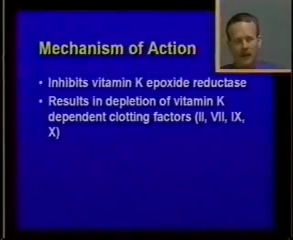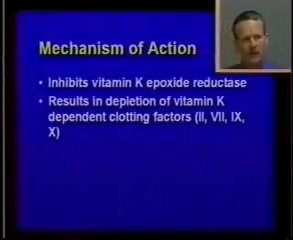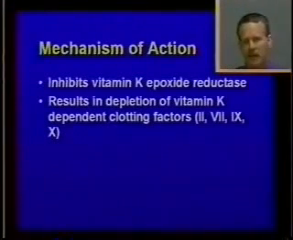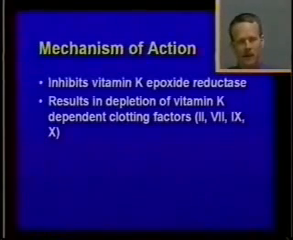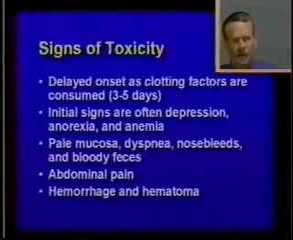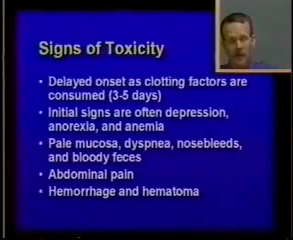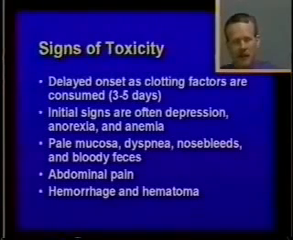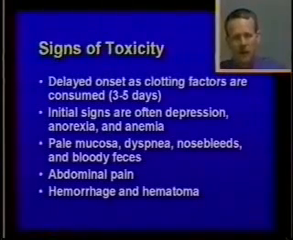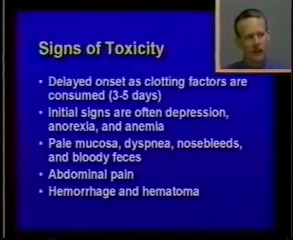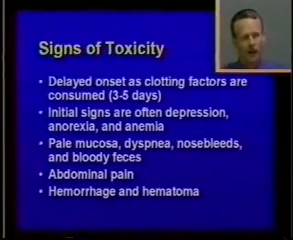If the vitamin K epoxide reductase is inhibited, the end result is a depletion of vitamin K dependent clotting factors 2, 7, 9, and 10. The result of this is that you no longer get effective clotting and you have excessive bleeding in these animals. The symptoms that occur as a result of anticoagulant ingestion are those of excessive bleeding. Often the onset of symptoms is delayed for several days as the body consumes the clotting factors that were present before the ingestion. And the initial signs are usually just depression, anorexia, the animal's not feeling good, often due to an anemia, due to small amounts of bleeding.